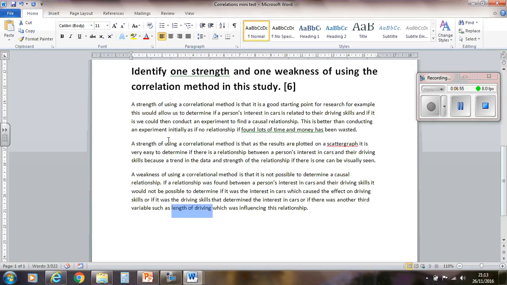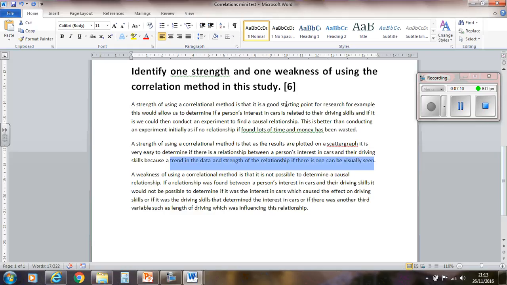For this one, a strength is that it's plotted on a scatter graph, so it's easy to determine, that's 1 mark. We've got the context in here, that's 2 marks, and then this one here is the explanation of it, so that's the 3rd mark. A lot of people tend to miss that bit off, but it needs to be there for that 3rd mark.